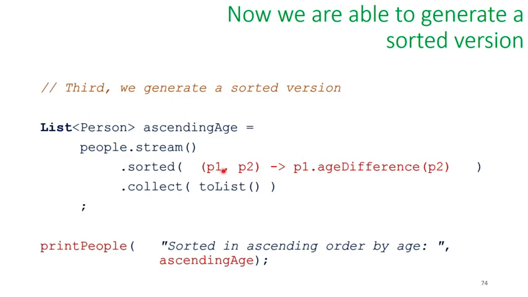So we have two parameters, P1, P2, two people, and we just call ageDifference on P1, pass P2 as parameter, and we get, like I mentioned when we started, what do you get out of ageDifference? You get a negative, 0, or positive integer value. And that's how comparators work. The comparator object, the compareTo method from the Comparable interface, that's what they do, right? They take two objects and then they say, if I return negative, this one comes after the other.